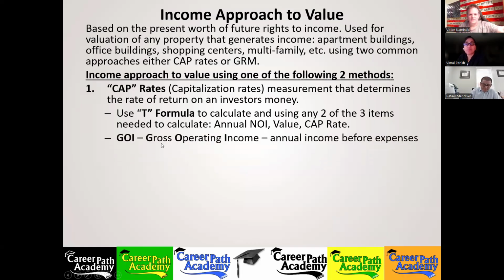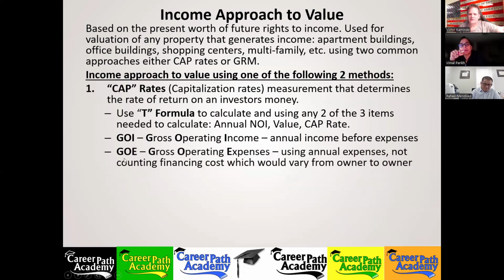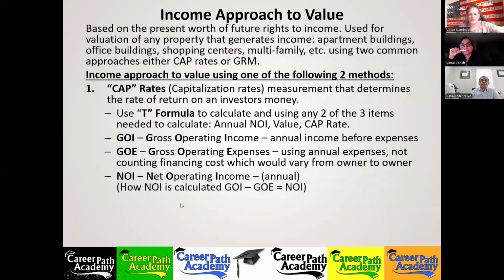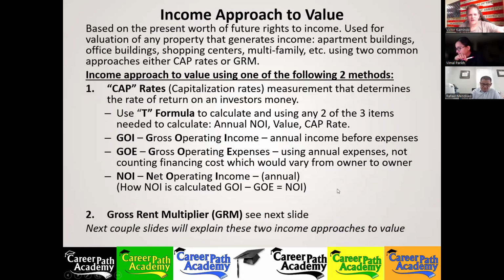And to calculate the net, you need to take the gross operating income, that's your annual income before expenses, and subtract the gross operating expenses, the annual expenses, not counting the mortgage loans, because that would be different for different owners. And then you get the net. So you subtract the expenses from the income, you get the net. Make sure it's annual.